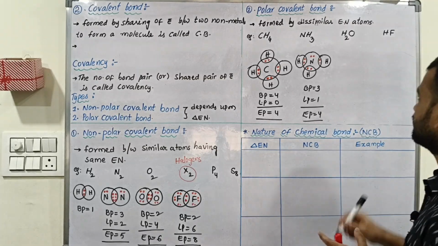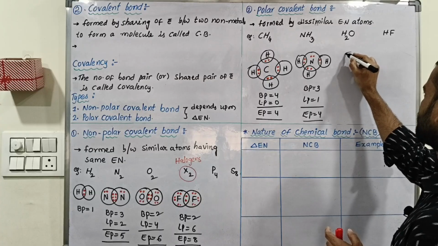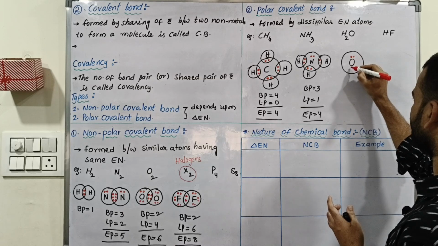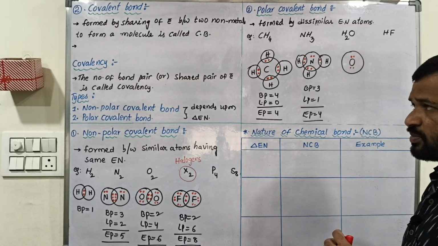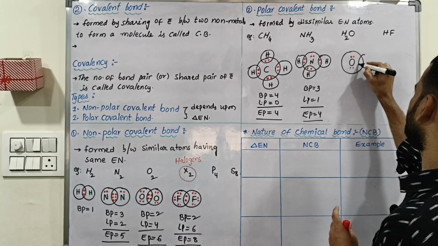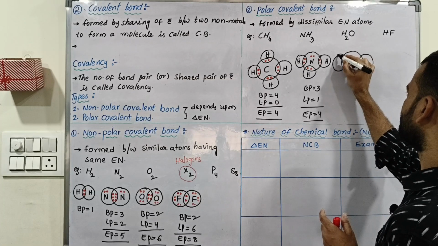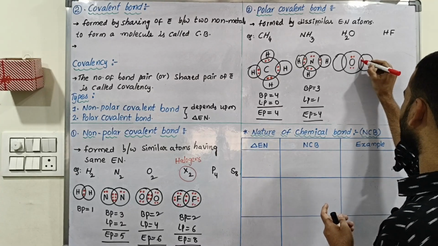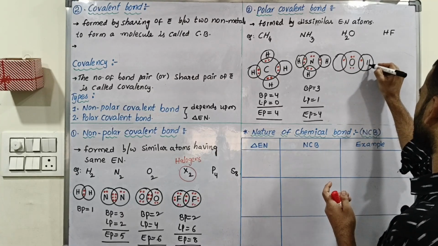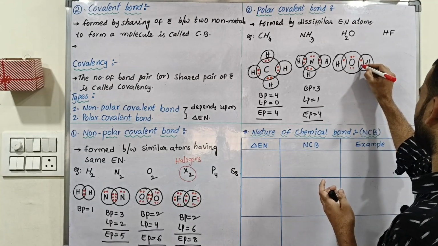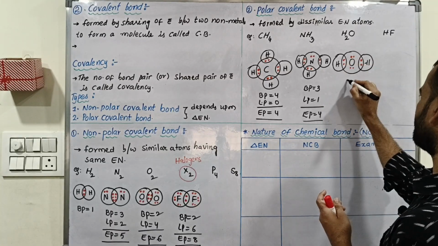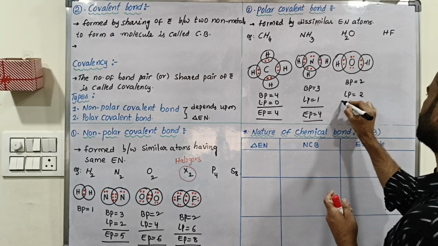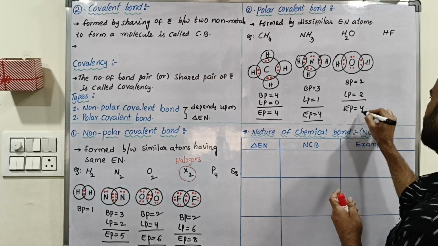Next come to water. In this water, oxygen is the central atom. So oxygen contains 2 lone pairs and 2 unpaired electrons. Only unpaired electrons participate in the covalent bond. So oxygen contributes totally 2 electrons, 1 for each hydrogen, and each hydrogen contributes 1 electron. Understand? Okay, so now tell me how many bond pairs here? 1, 2. How many lone pairs here? Also 2. So total electron pairs 4.